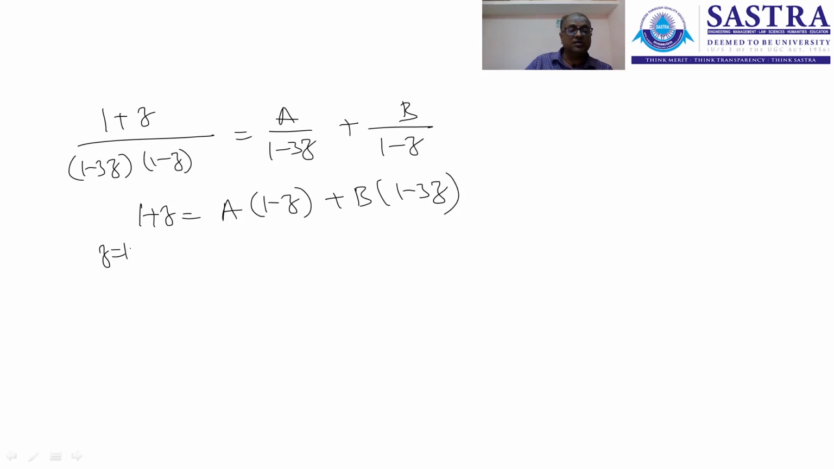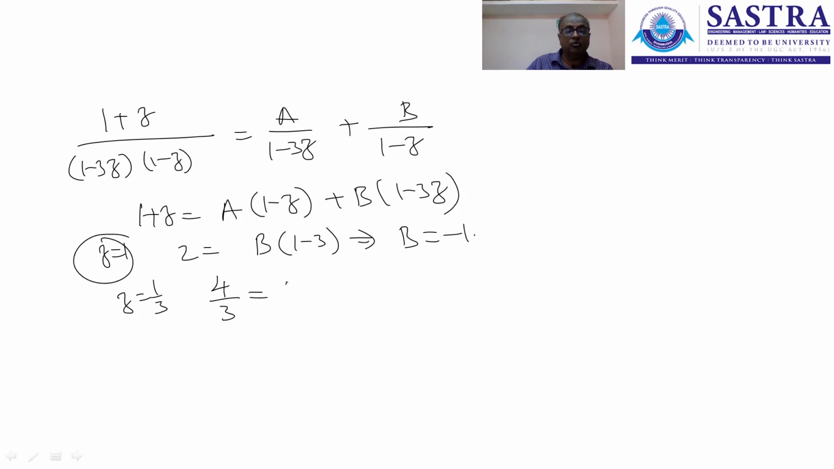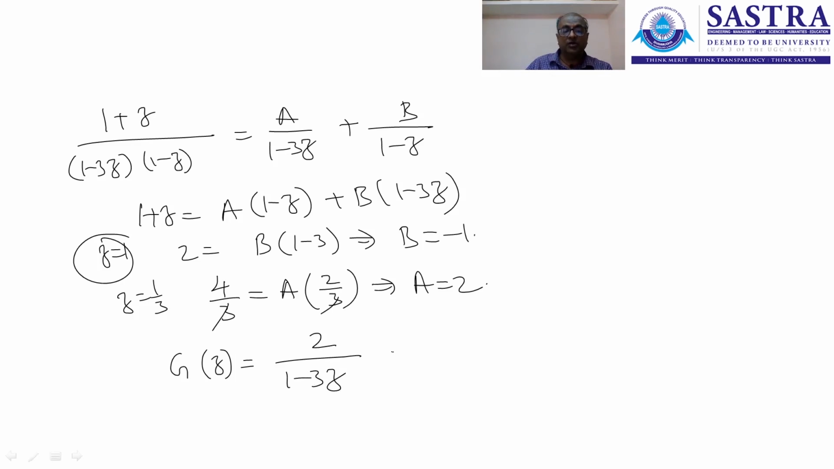When I substitute z is equal to 1, I'll have 2 is equal to b into 1 minus 3, which implies b is equal to minus 1. And when I substitute z is equal to 1 by 3, I will have 4 by 3 is equal to a into 2 by 3. The 3 gets cancelled here, and from that I can get a is equal to 2. So in this case, your g of z would be 2 by 1 minus 3z minus 1 by 1 minus z.